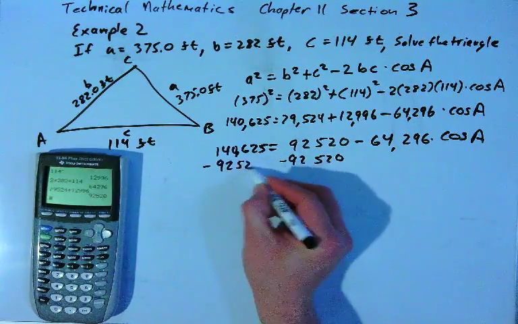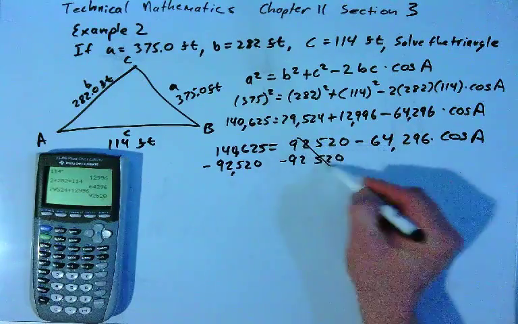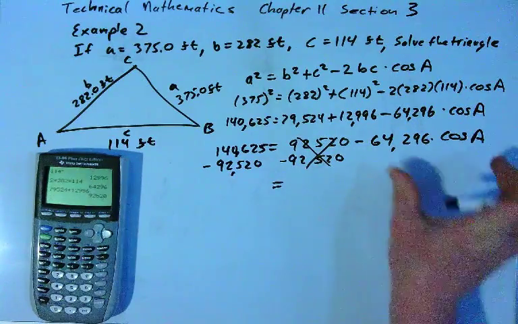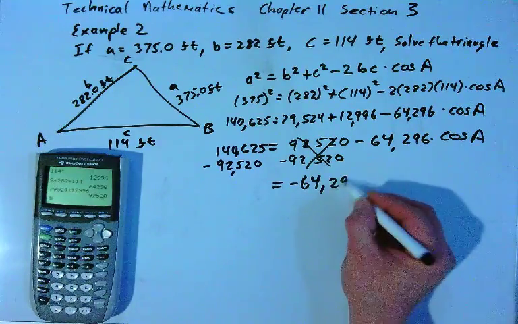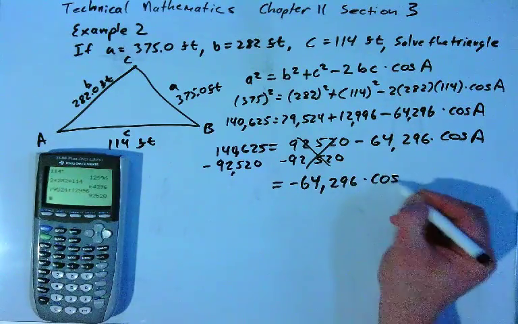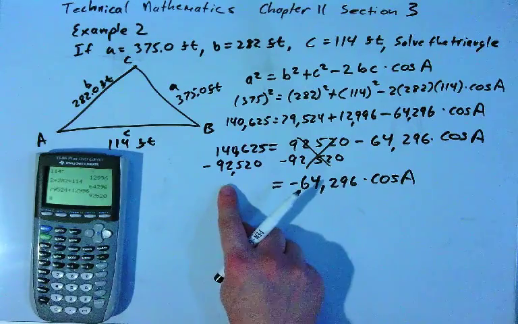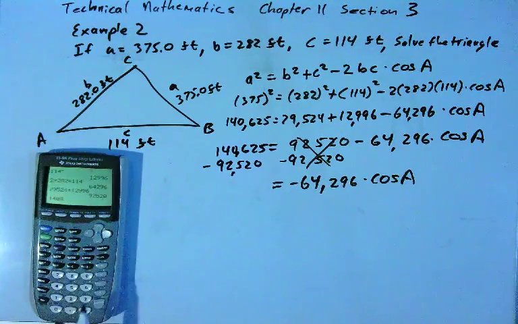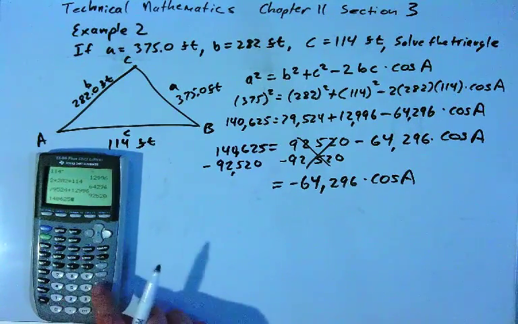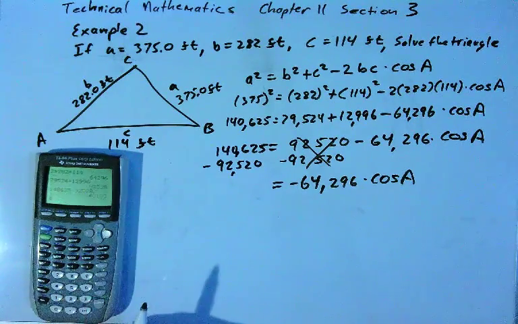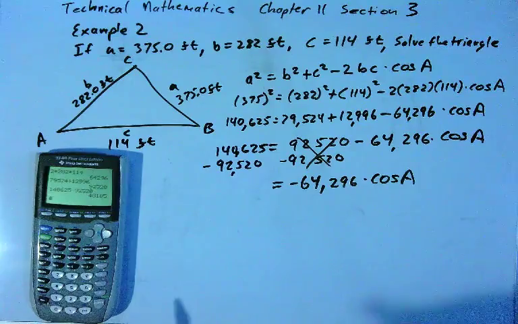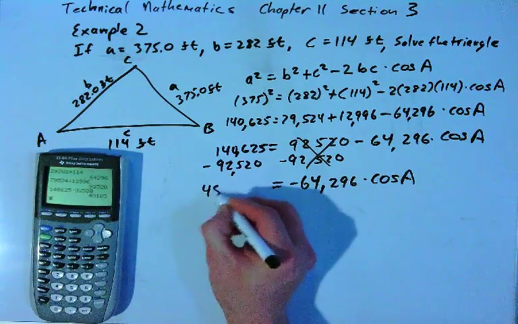Okay, they'll cancel over here, we're left with negative 64,296 times the cosine of A. And over here, when I subtract, we have 140,625 minus 92,520, and we get 48,105.